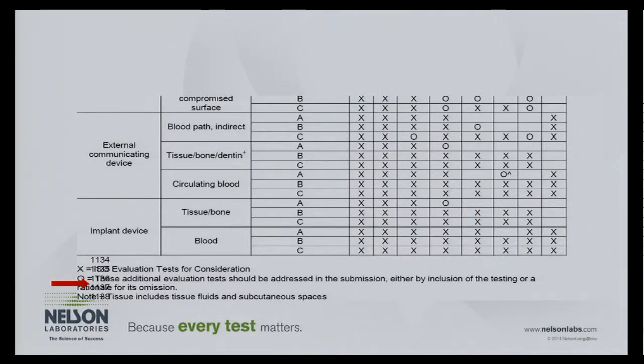So really what it means is if the reviewer thinks, I don't like your material or I'm scared of your material, they can ask for the diamonds, okay? The new verbiage down here is these additional evaluation tests should be addressed in the submission either by inclusion of the test or rationale of its omission. So they're now saying you either have to do the circles or justify why you didn't do them.